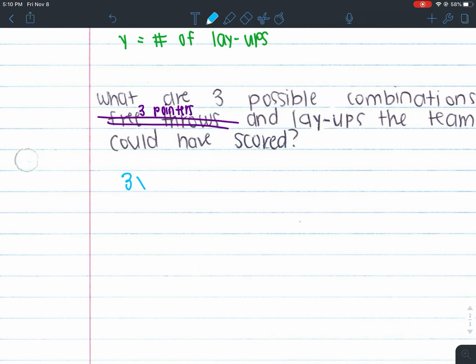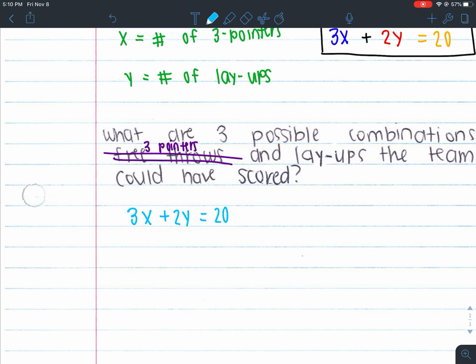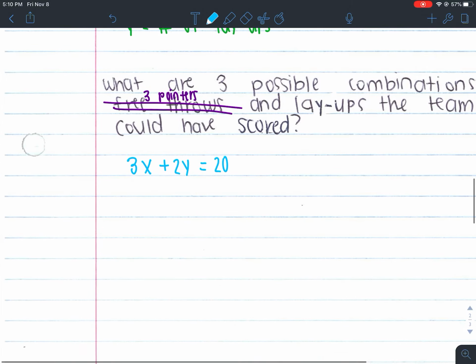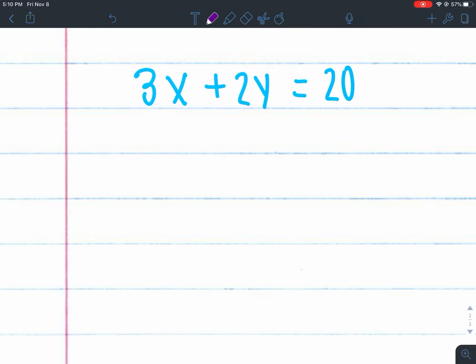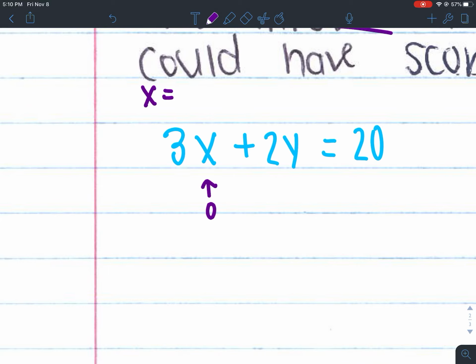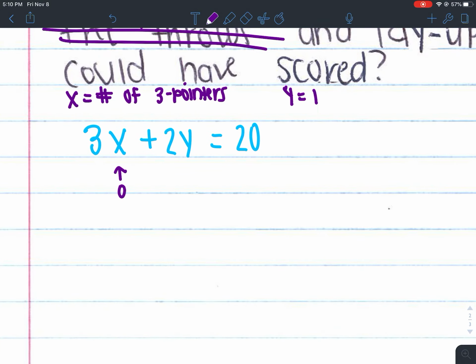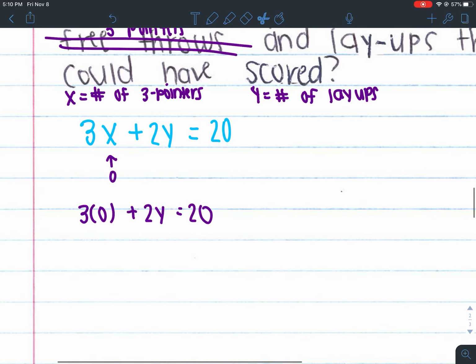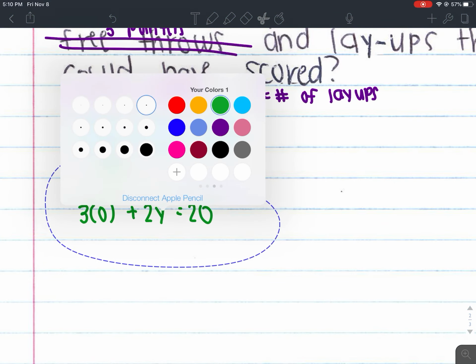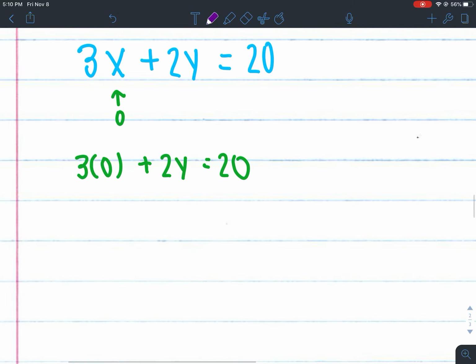So we're going to use the equation that we came up with: 3x plus 2y equals 20. We said that x counts for the number of 3-pointers and y counts as the number of layups. So let's just guess. Let's say we made 0 3-pointers, so we plug in a 0 for x. 3 times 0 plus 2y equals 20. Well, 3 times 0 is just 0, so we have 2y equals 20.